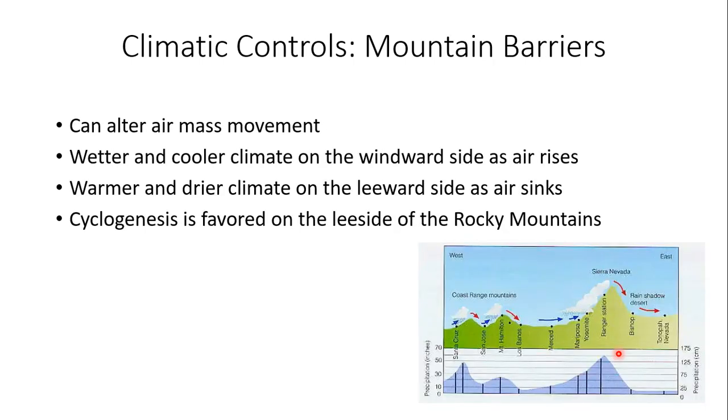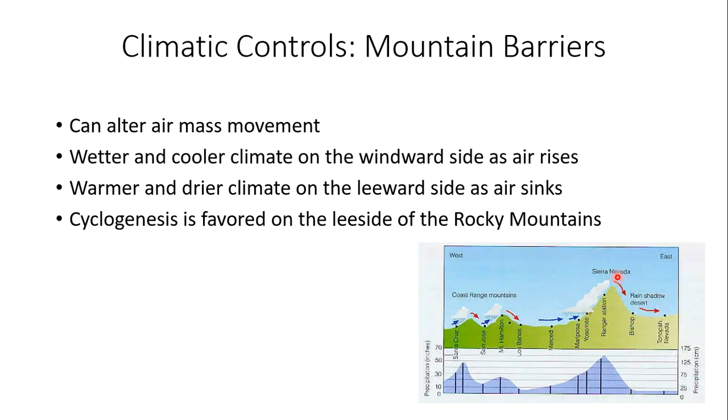The next climatic control we'll talk about is mountain barriers. These mountain barriers can alter air mass movement. If you're living near a mountainous area, you typically have a wetter and cooler climate on the windward side of the mountain. I'm showing you an example over here in the bottom right. Notice these arrows: the air can't just blow right through the mountain, so the air is forced to rise, and whenever the air rises in the atmosphere, it cools and condenses, forms clouds, and a lot of times it squeezes out the moisture in the form of precipitation on the windward side of mountains.